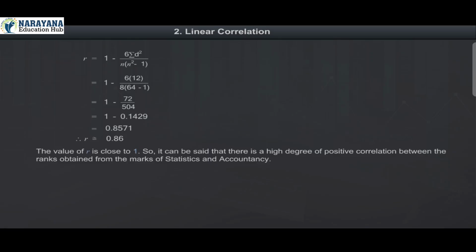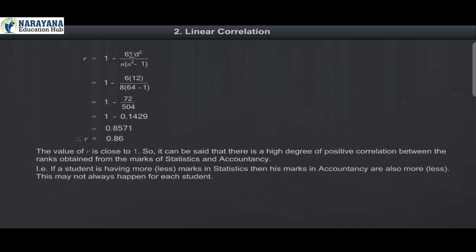The value of R is close to 1, so it can be said that there is a high degree of positive correlation between the ranks obtained from the marks of statistics and accountancy. That is, if a student is having more or less marks in statistics, then his marks in accountancy are also more or less.